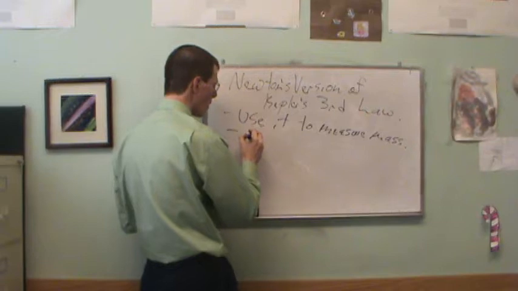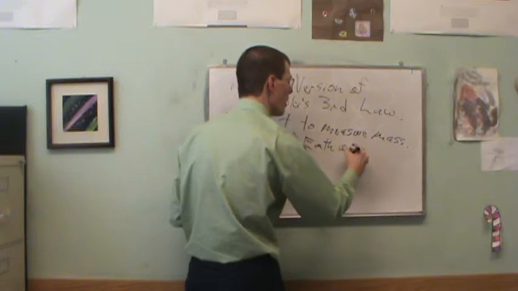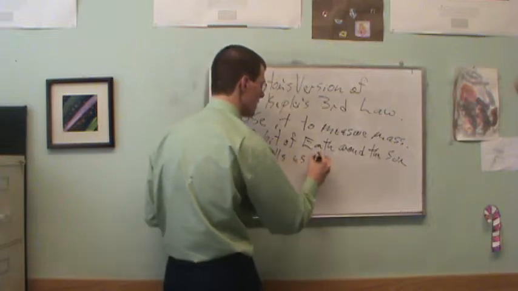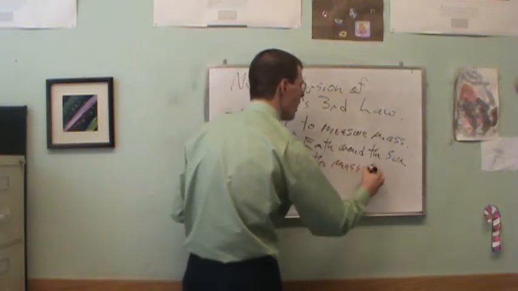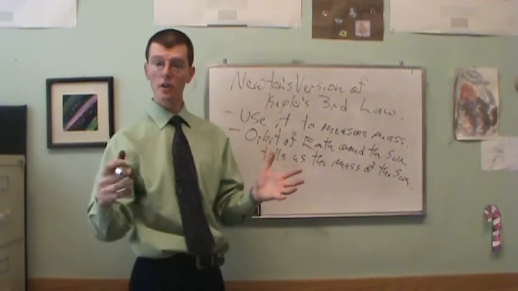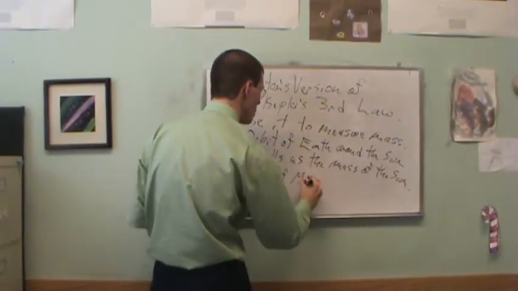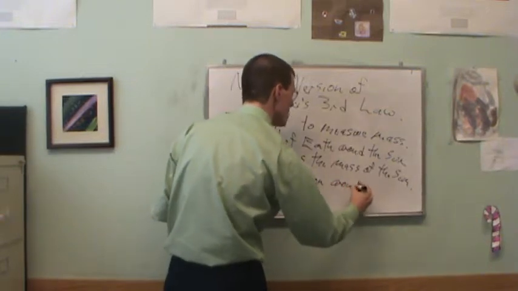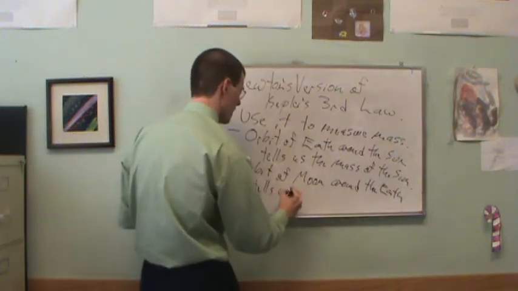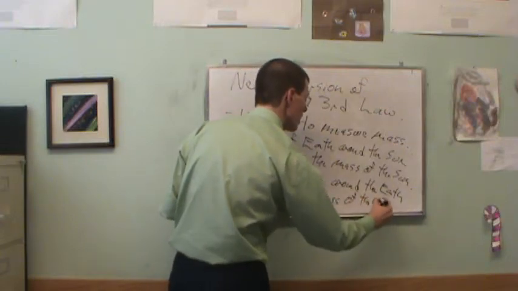So, the orbit of Earth around the Sun tells us the mass of the Sun. The orbit of the Moon around the Earth tells us the mass of the Earth.